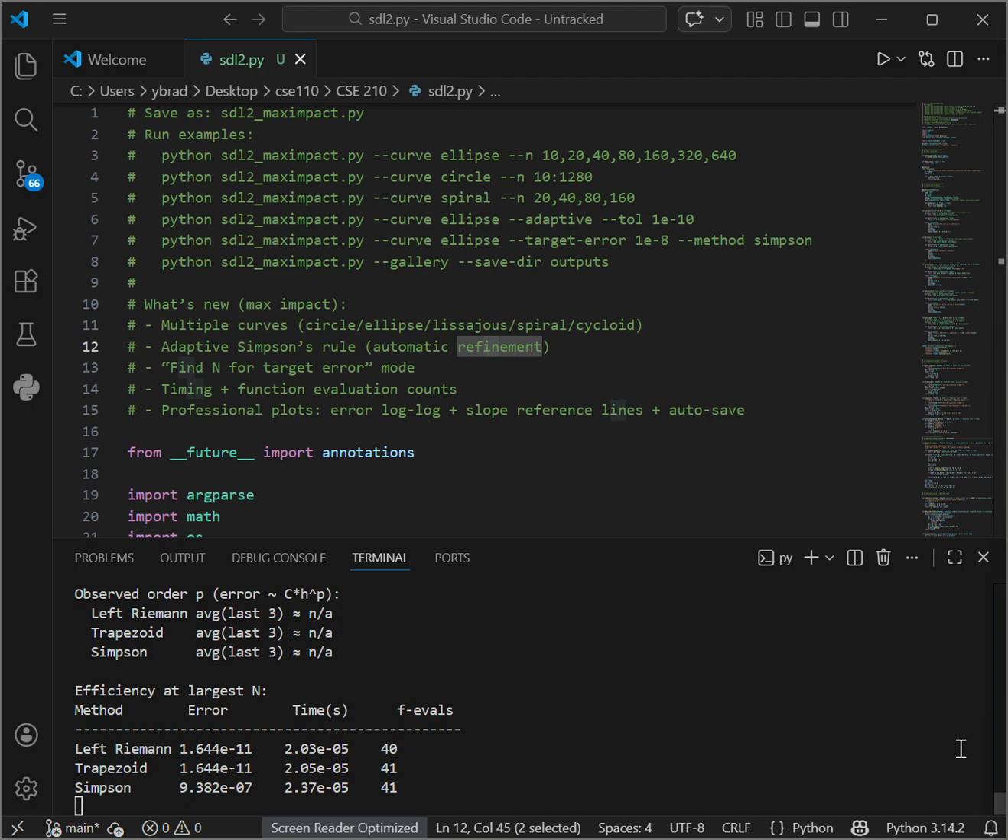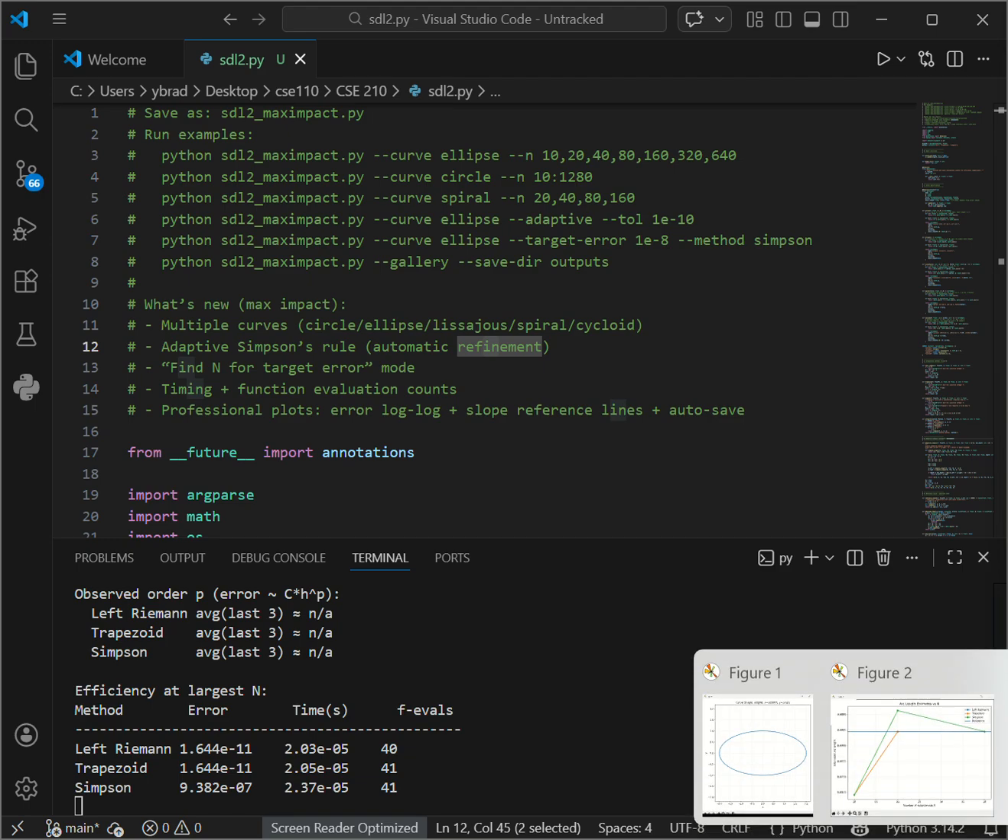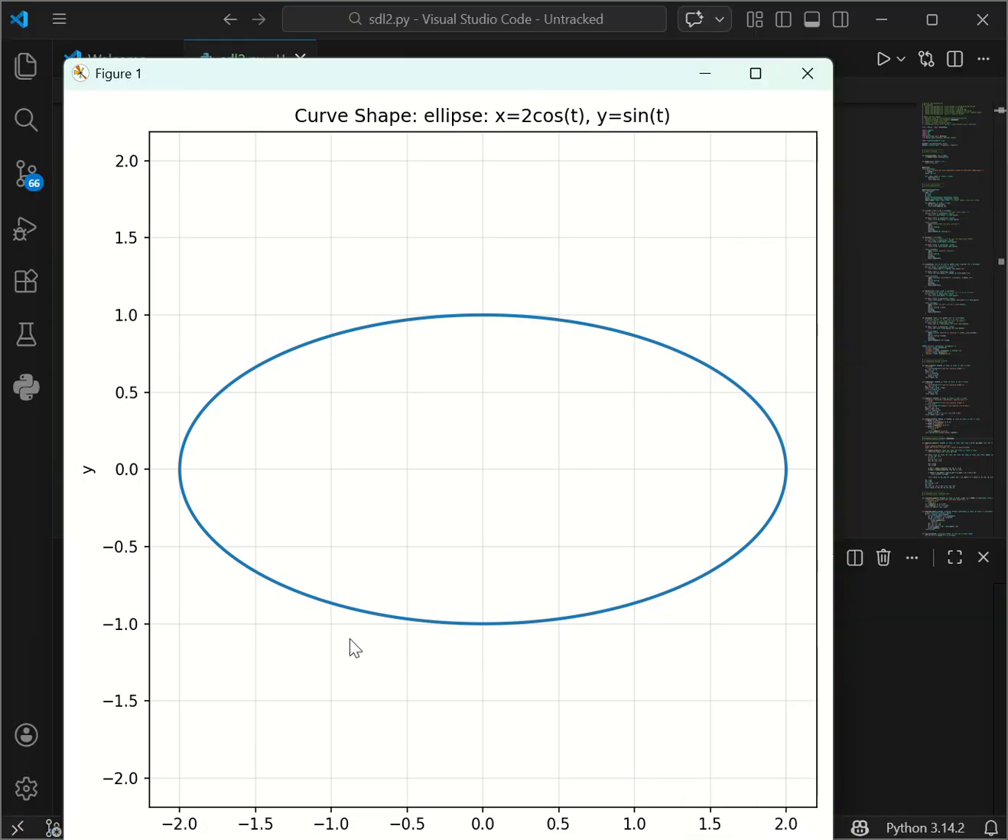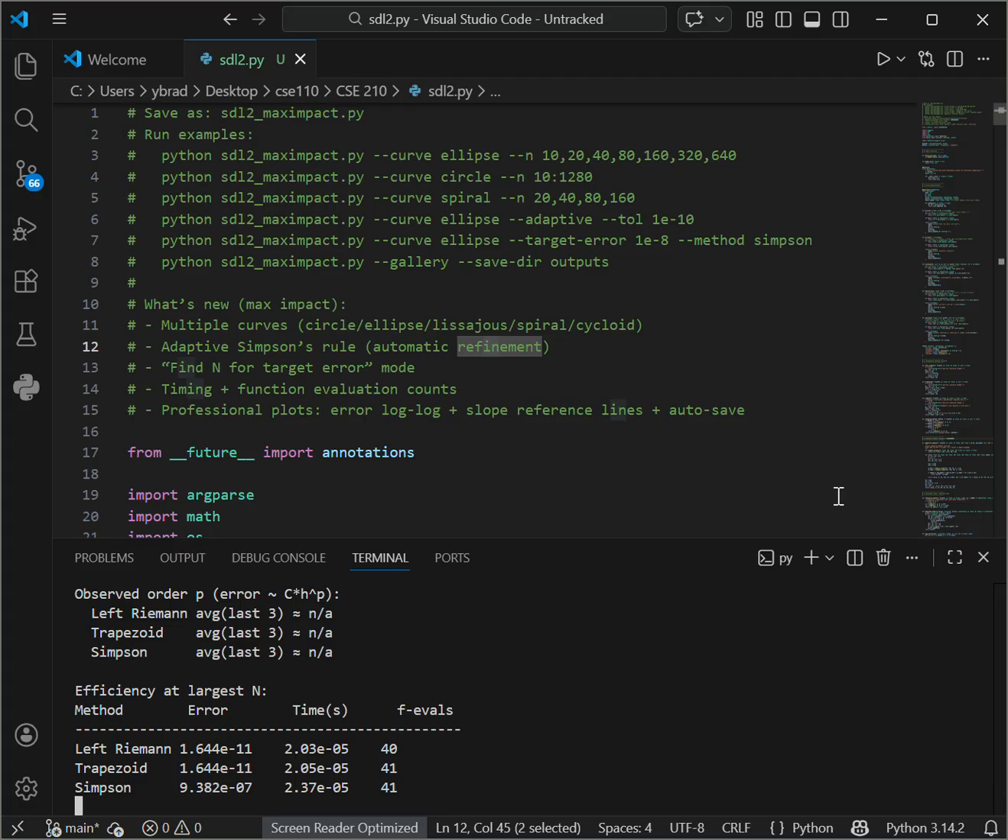Hi everyone, in this project I'm computing the arc length of an ellipse using numerical integration. Here's the ellipse that we will be using. Arc length means the total distance around a curved path. In real life, this is like measuring the distance around a racetrack. Since curved paths are hard to measure exactly, we approximate them using numerical methods.